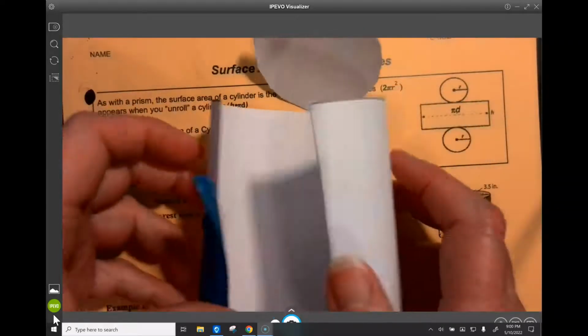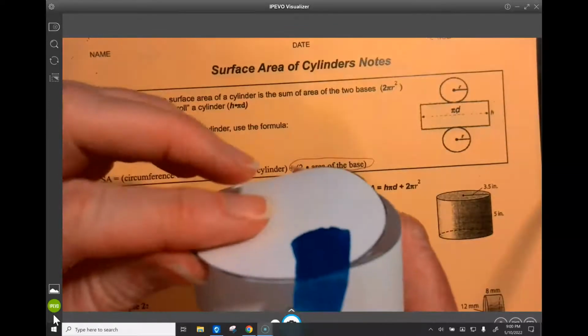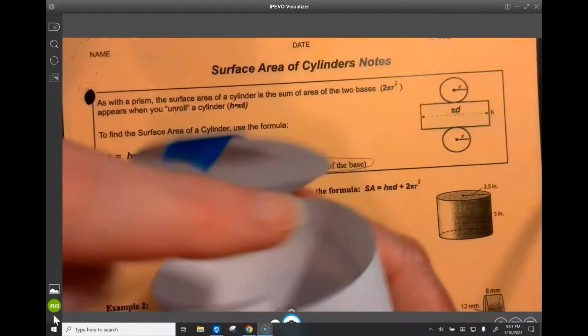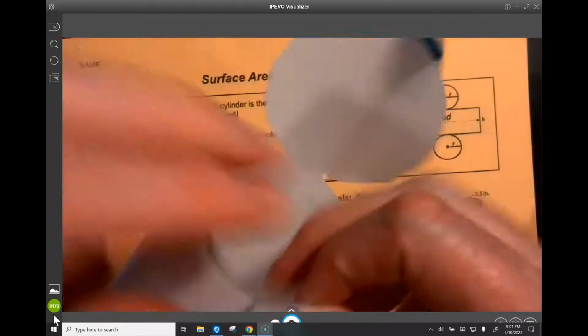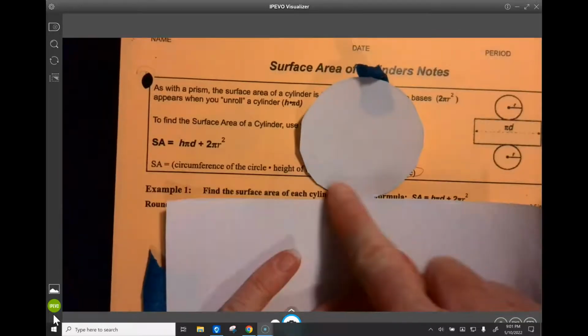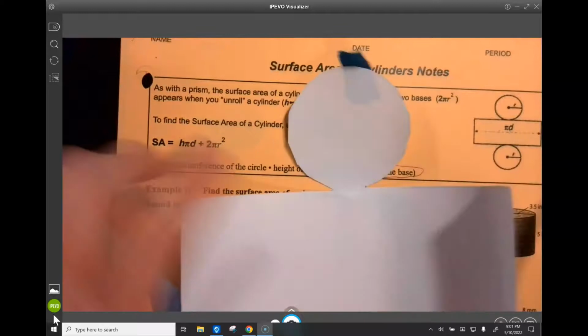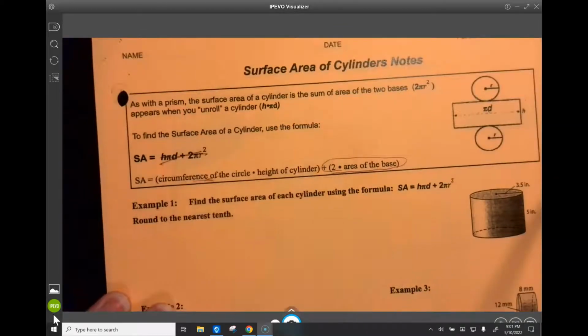Well, watch when I roll it back up, and watch when I put it back with a circle on it. See how this matches up with the circle? So this distance around here goes around a circle. So what do we call it if it goes around the circle? The circumference, exactly. And that's what this is pointing to here. We're not going to use this formula. That one's not the common one.